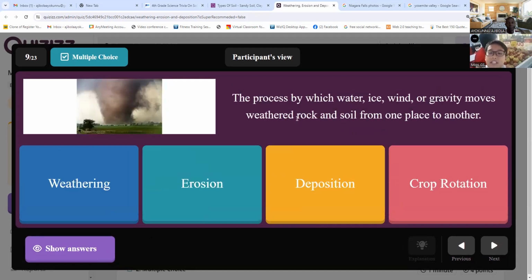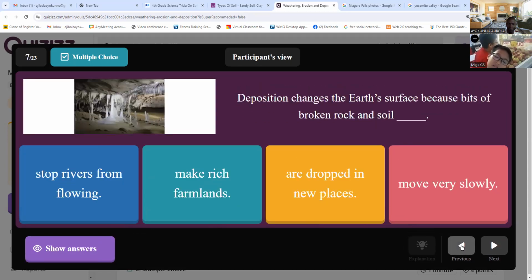The process by which water, ice, wind, or gravity moves weathered rock and soil from one place to another. Choices are weathering, erosion, deposition, crop rotation. Before you answer this, remember that we have answered a question that relates to this. It talks about picking up weathered rocks and moving them. At that time, our answer was erosion. Do you remember? Let's go back to that question and see.